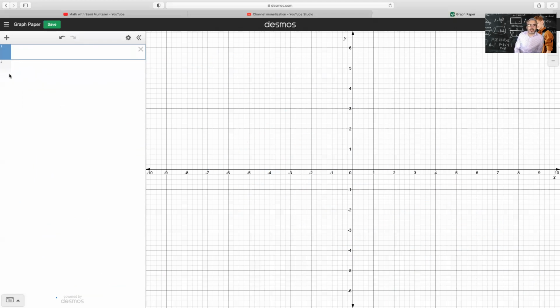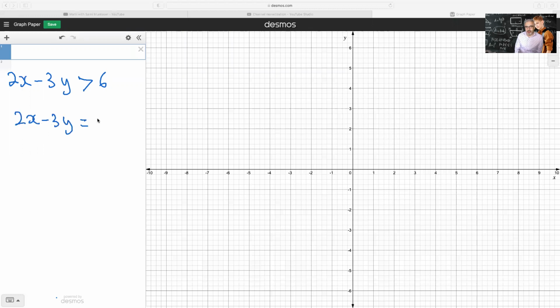So here's the next question. The next question is going to be 2x minus 3y is greater than 6. In this one, the best way to graph this is using the x and y intercept. So how do we do that? The first thing we do, we just rewrite this equation as 2x minus 3y equals 6. The x-intercept, when you're hitting the x-axis here, always the y value is 0.